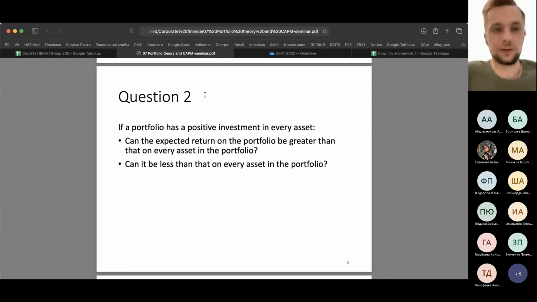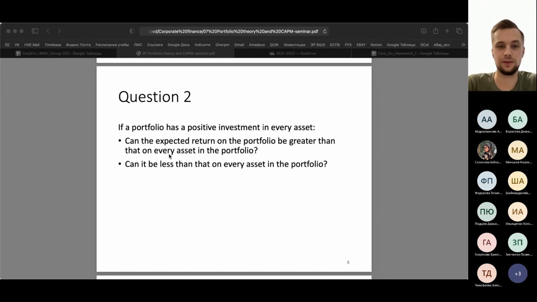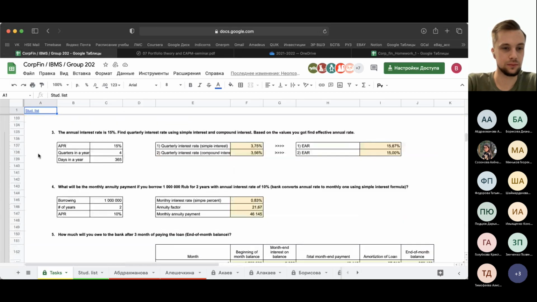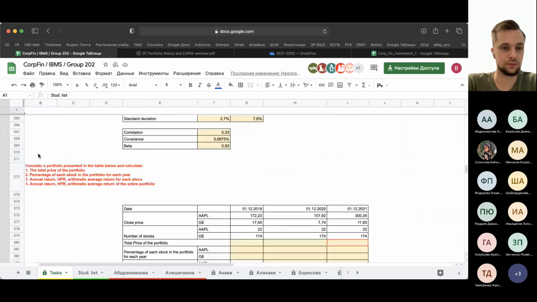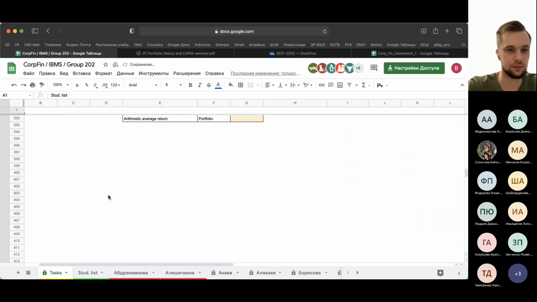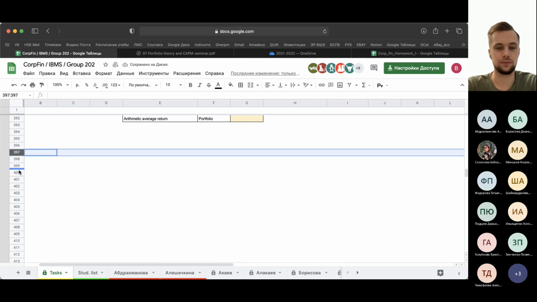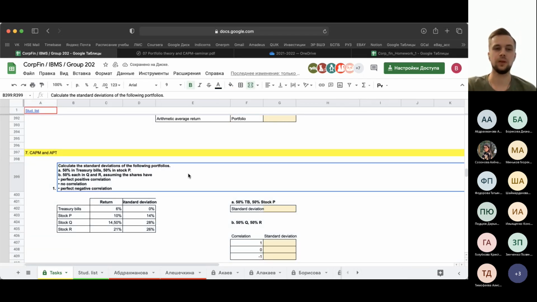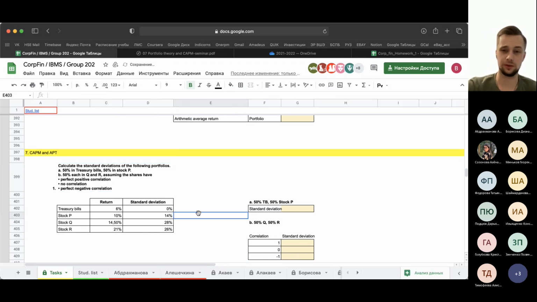Okay, let's move to the calculations. Let's open the spreadsheets. I will delete this. Well, so the first exercise is connected with what we have done at the previous seminar.